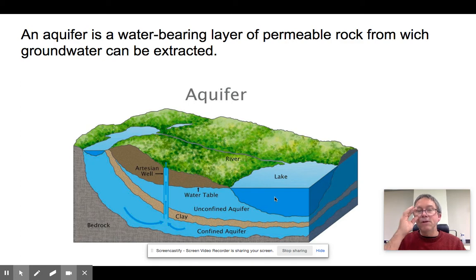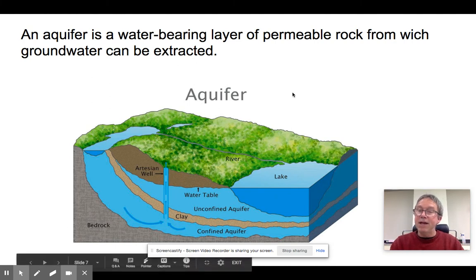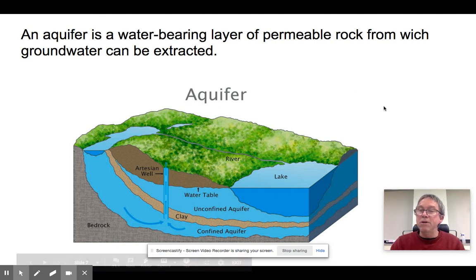All right. So that's the idea of groundwater, slowly moving through these pores in the rocks. And we can build wells in it and pump water out of it and have access to water in a place where we don't have any surface water.